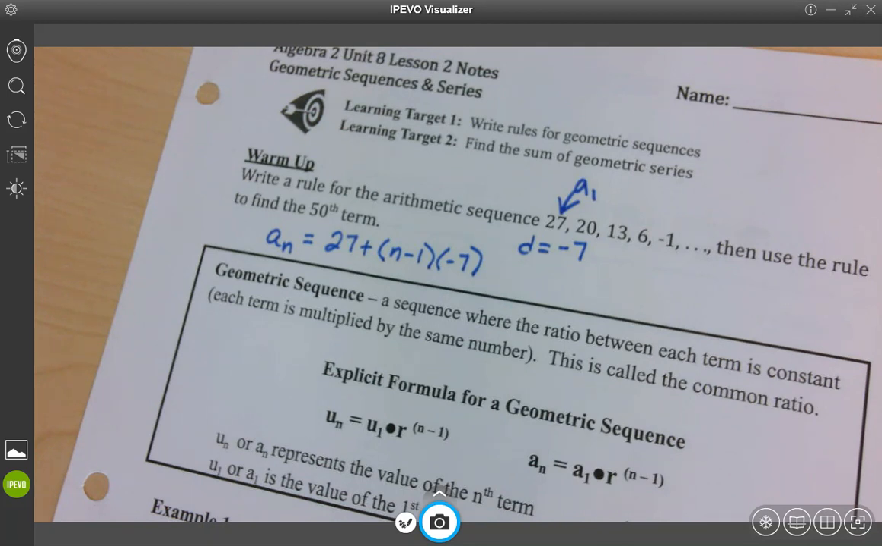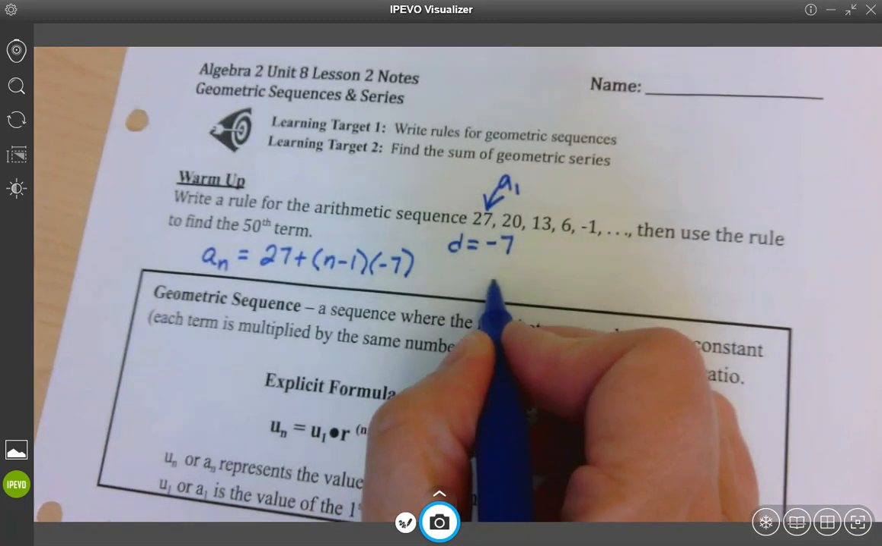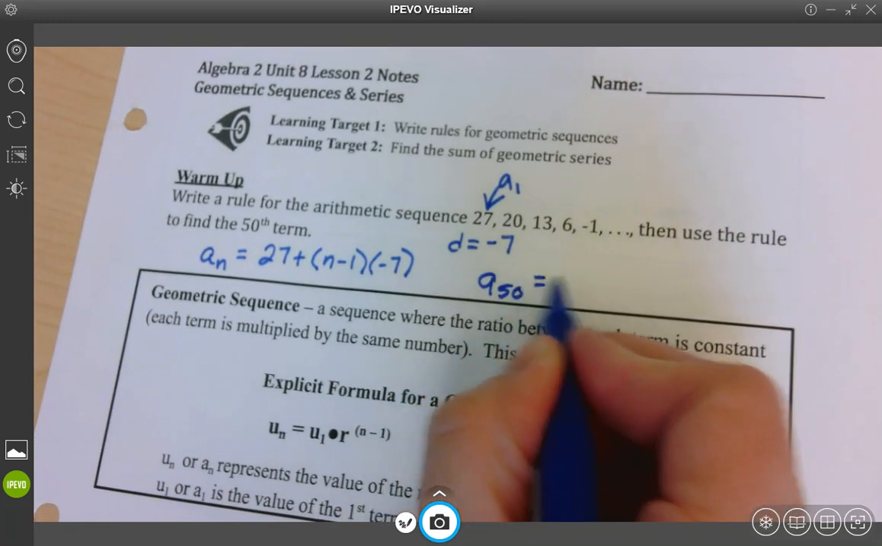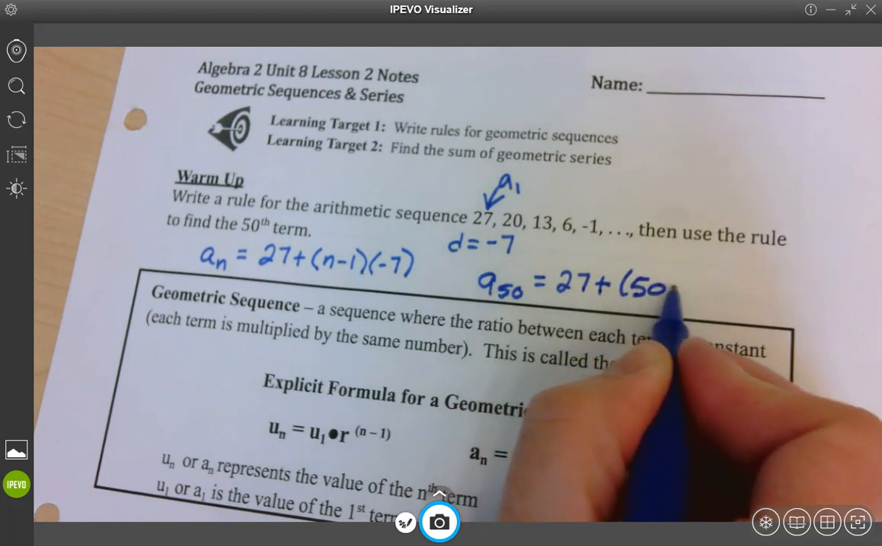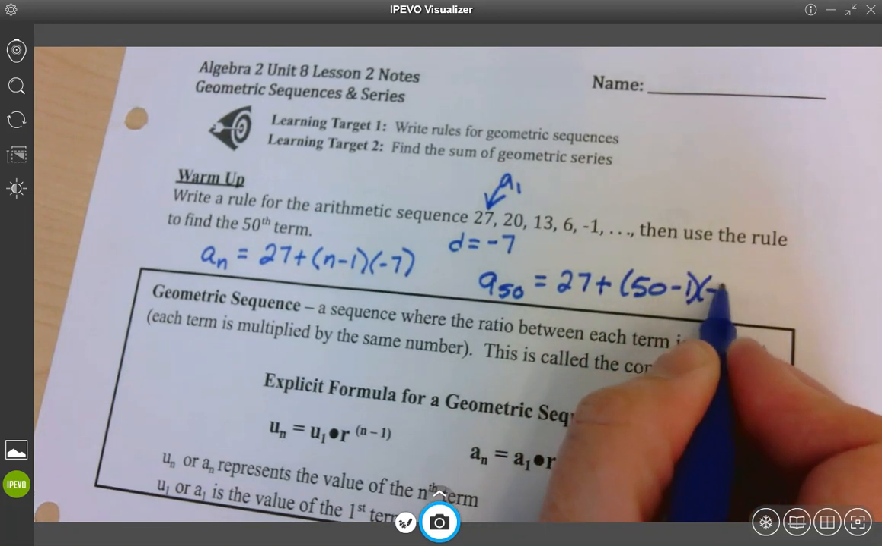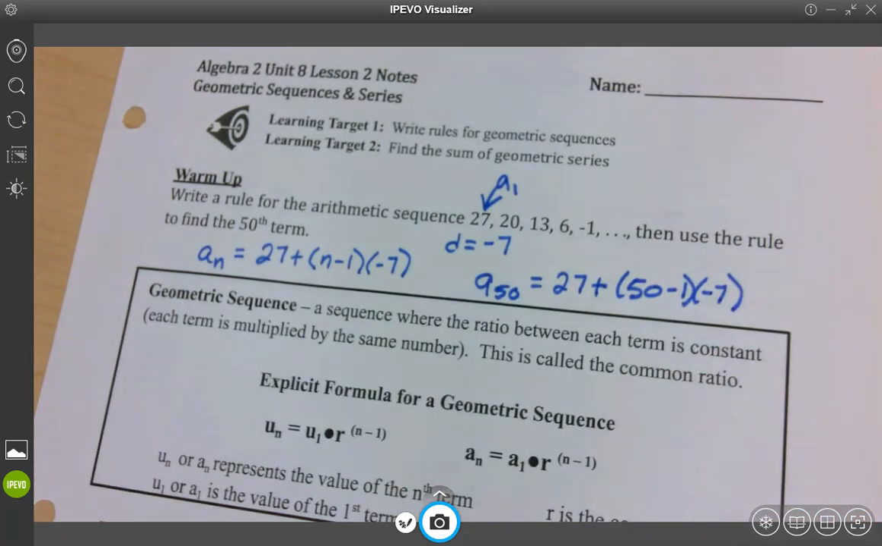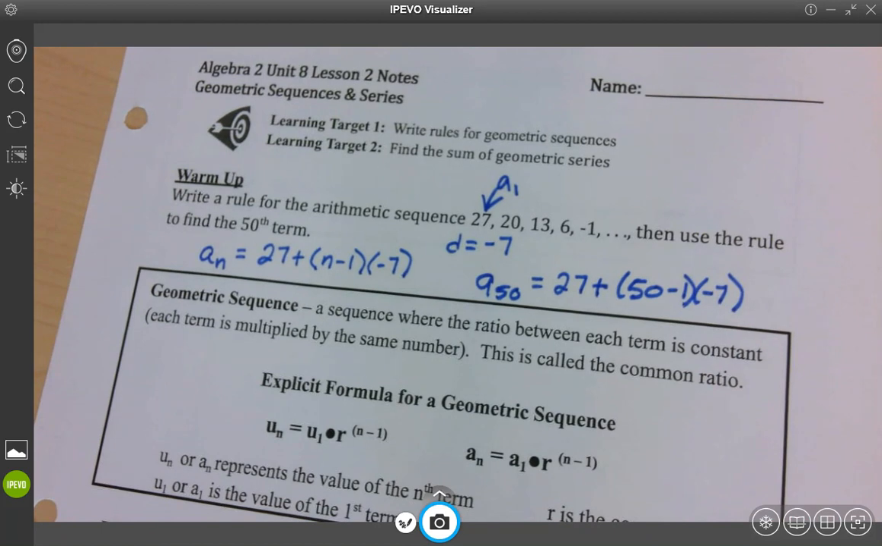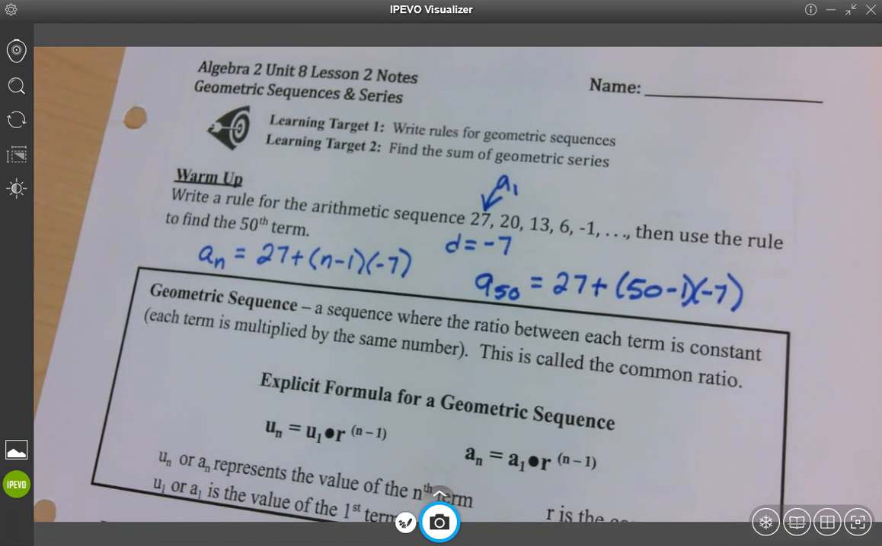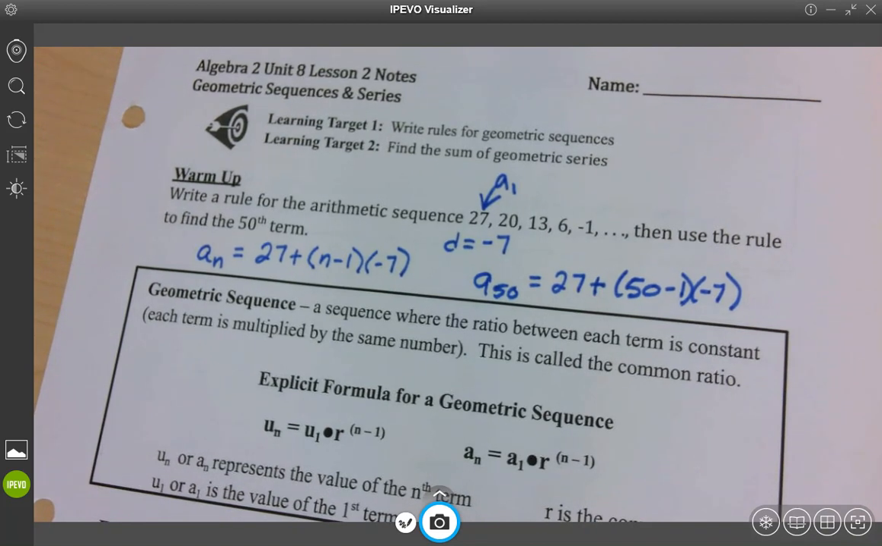So I would put 50 for which variable? For n. Good. All right, so a sub 50 equals 27 plus 50 minus 1 times -7. If you haven't found that yet, please find that now. I'm going to be looking for 3 answers to make sure we confirm we got it, okay?